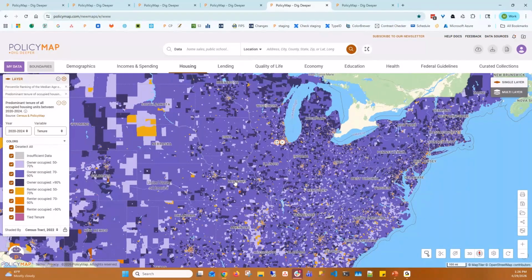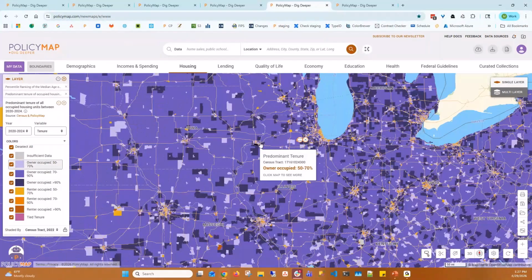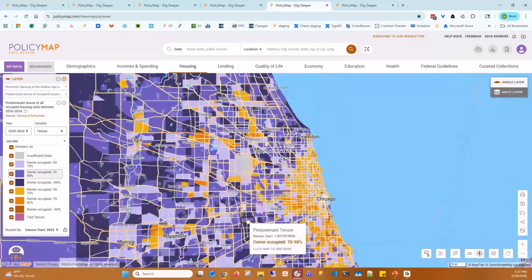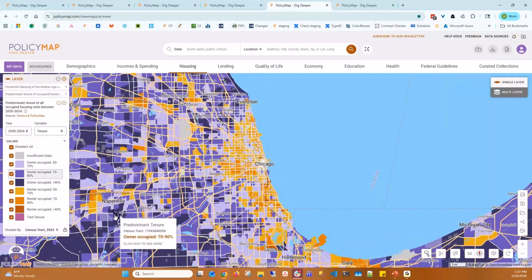geographies. For example, predominant tenure, as you can see, the purple is far and away the color dominance on this map. And that is not surprising, as we know, homeownership, especially outside of cities, is more often the higher predominance. But as we dig in closer into smaller and smaller geographies, we can start to see nuances across communities, where the darker orange is higher proportion of renters and the darker purple is higher proportions of owners.